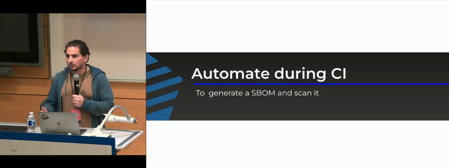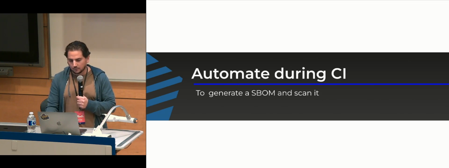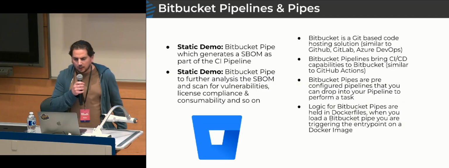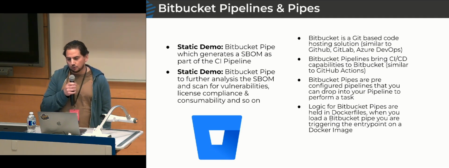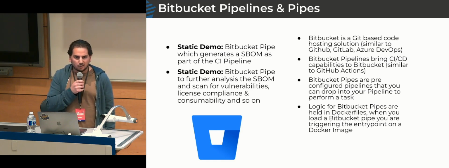I don't want to manually have to generate all of these all the time. So I'm going to have a couple static demos here. I'm going to use Bitbucket, which is a product from Atlassian. So Bitbucket is very similar to GitHub, GitLab, or Azure DevOps, just an online Git-based solution. A Bitbucket pipeline, you could think of it kind of like a GitHub action.